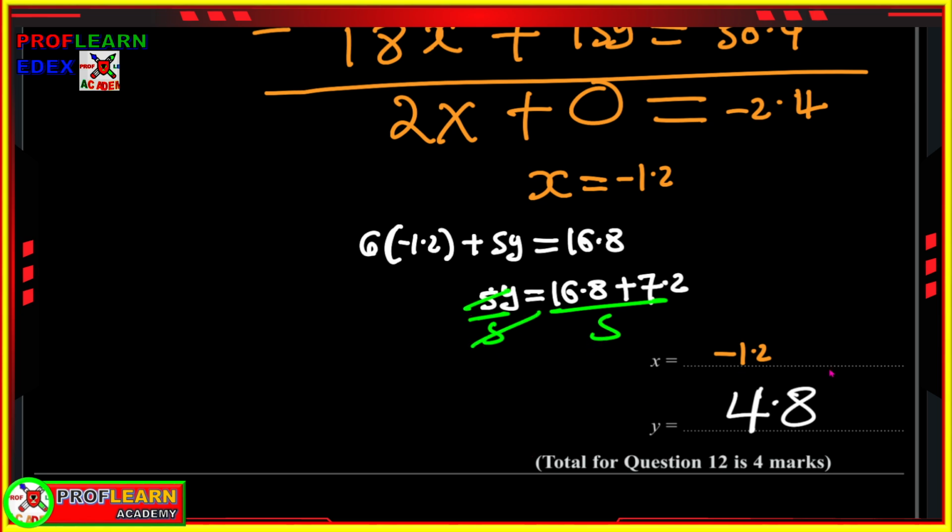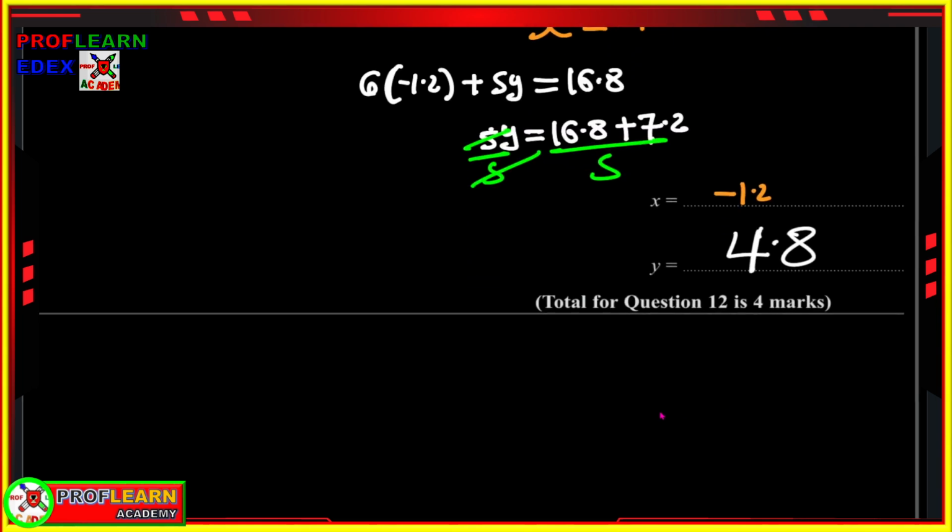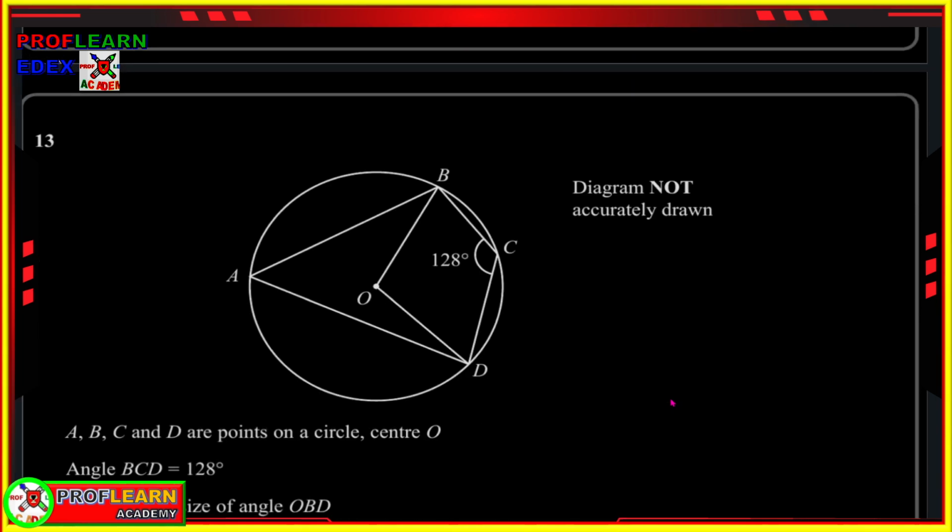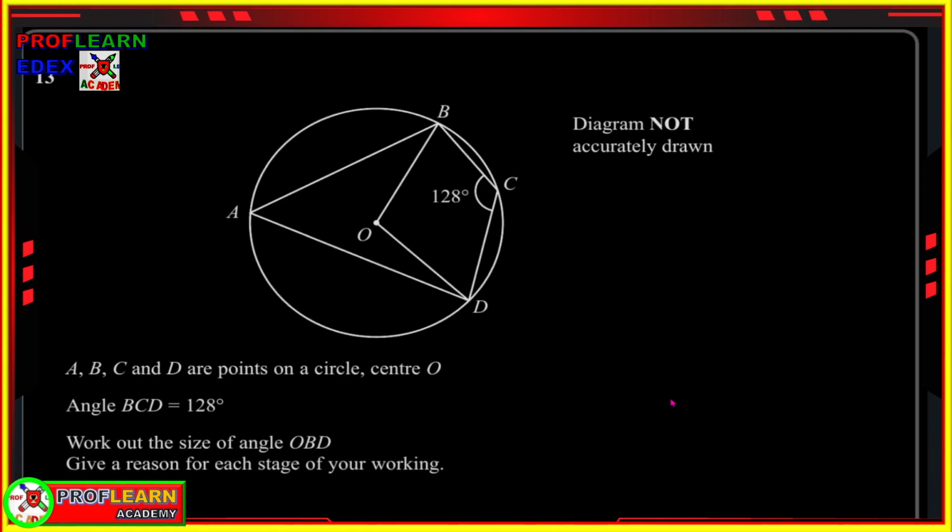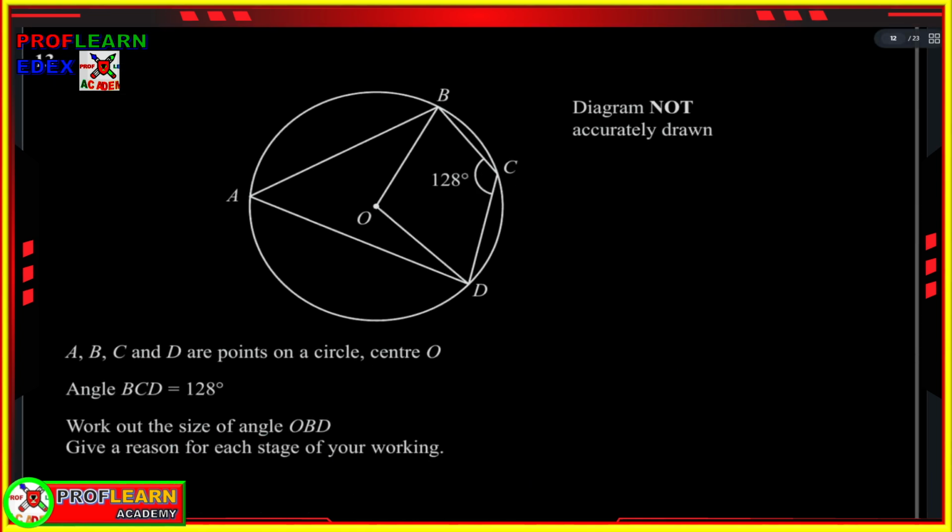Y is 4.8. So simultaneous equations, even if they bring those which have quadratic equations, you also need to remember that.